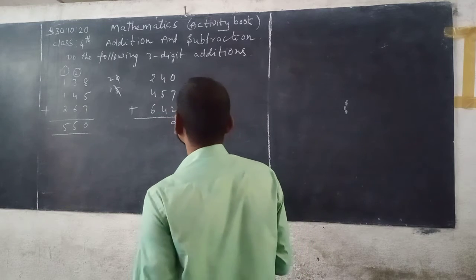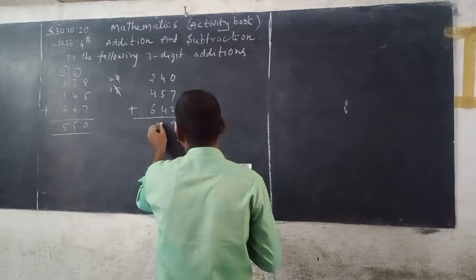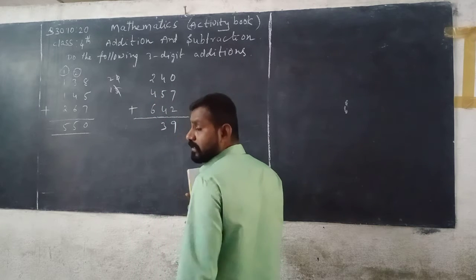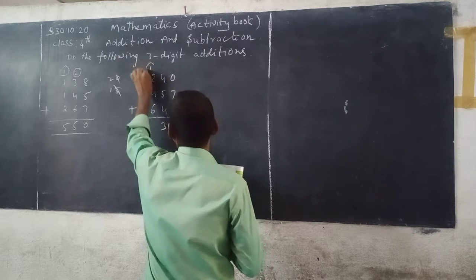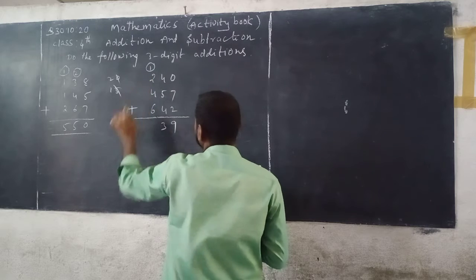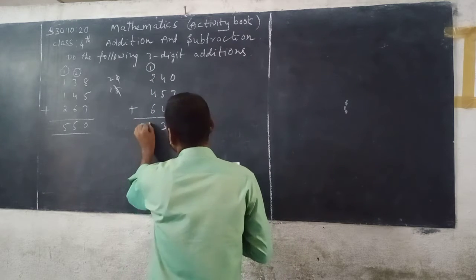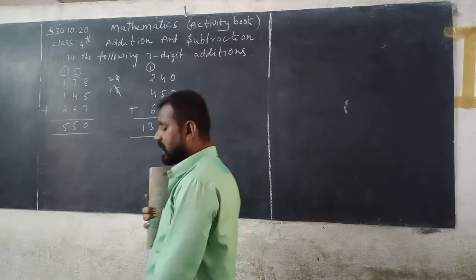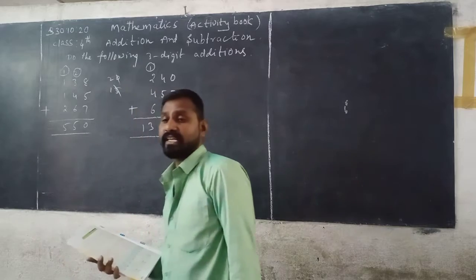Next, add the digits in tens place. 4 plus 5, 9. 9 plus 4, 13. 3 taking, write down in tens column. Now 1 is carrying in hundreds place. Next, add the digits in hundreds place. 1 plus 2, 3. 3 plus 4, 7. 7 plus 6, 13. Sum is equal to 1339. Now next, solve the following 4-digit additions.